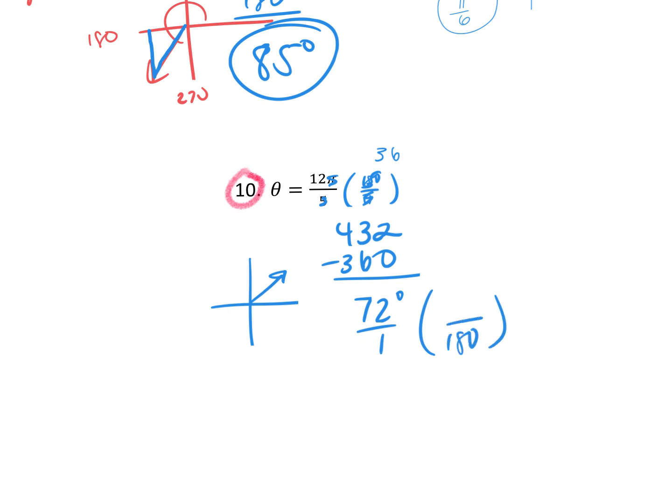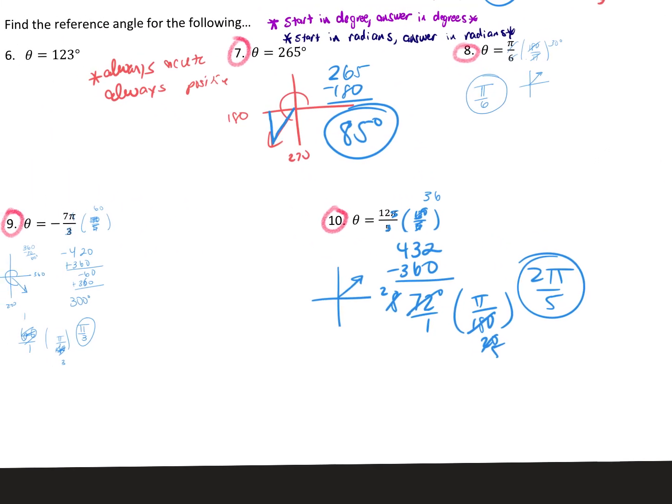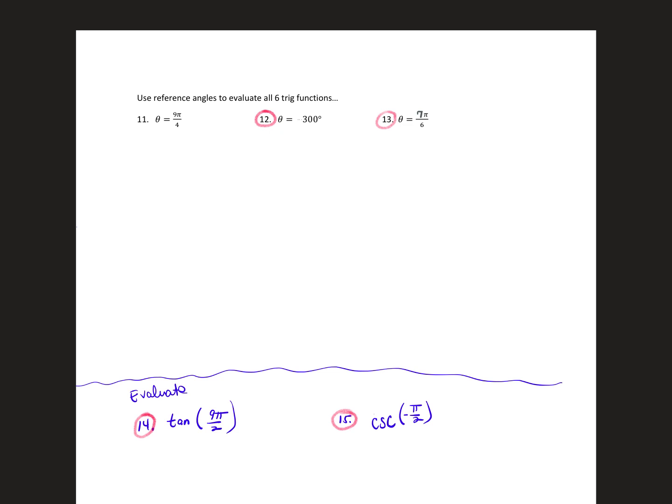So 180 here, pi here. 72, what goes into both? 9. So this is 8, and this is 20. 4. So 2 and 5. So 2 pi over 5. You guys have questions on reference angles? All right, that's another 2 questions on your quiz. So 4 of your 7, something like that. And you also have one like with given the cotangent is this, find this and that. So that's 5 of your 7 questions right there.